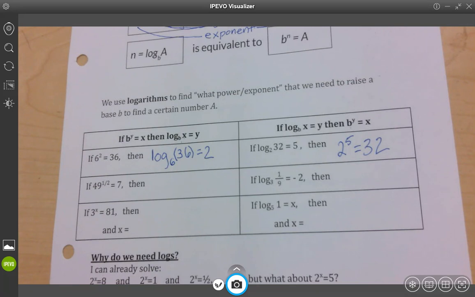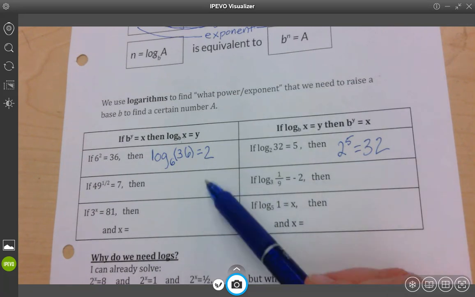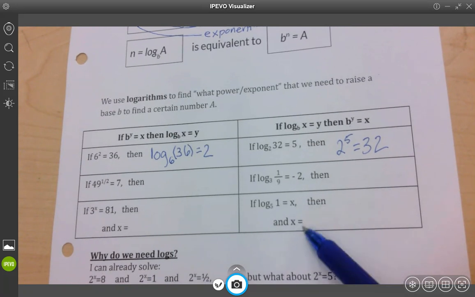All right, so I want you to take a couple minutes to rewrite these. And if you know what x equals in the end for here, go ahead and do that.